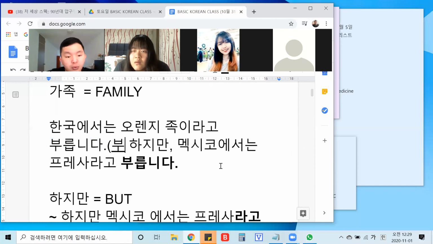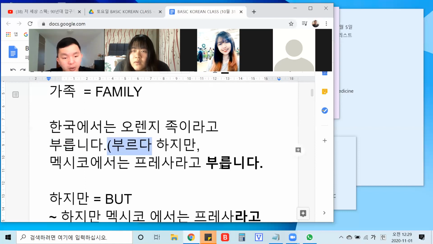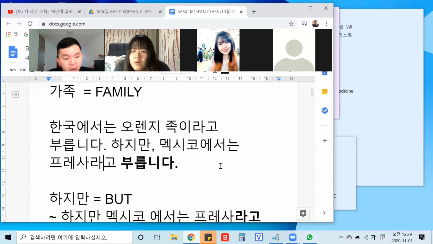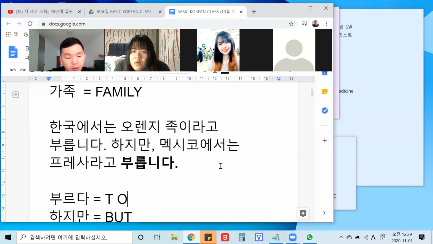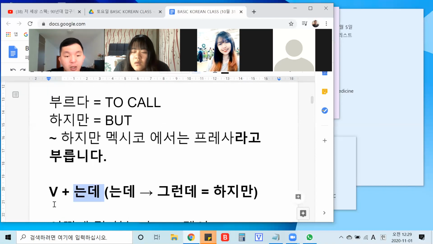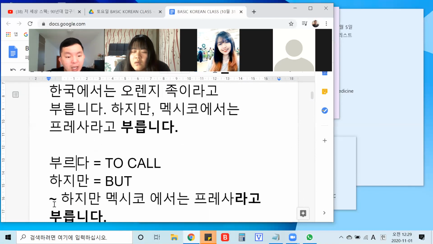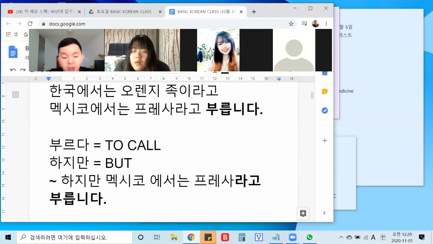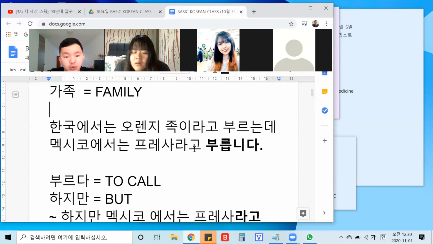The original verb is 부르다. Let me write it down in another place. 부르다 means to call. You have to conjugate the original verb with this 는데, and it's very simple. You just remove the 다 and put 는데. So erasing this part, 오렌지족이라고 부르는데, like that. 부르다, remove the 다 and put 는데, simply like that. Very simple. So I want you to change your sentence this way, and now let's go back again.